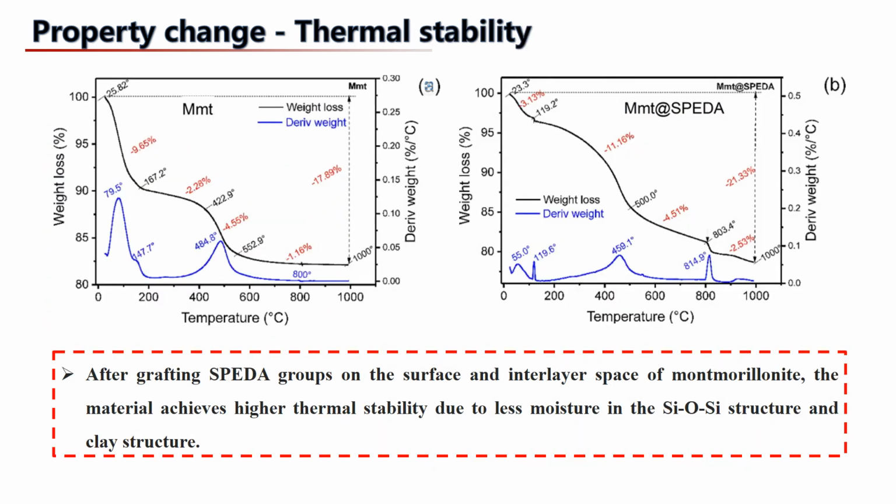In addition, the thermal properties of clay also change. By thermogravimetric analysis, it was found that after grafting SPEDA groups on the surface and interlayer space of montmorillonite, the material obtained higher thermal stability due to less moisture in the silylated clay structure.